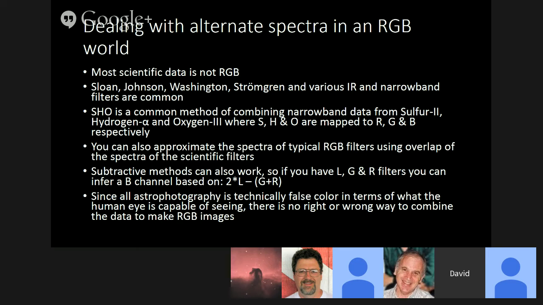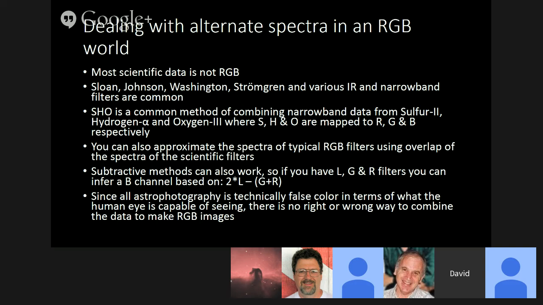If you've ever heard of this SHO combination method, this is where you're simply taking narrowband data and replacing red with sulfur, green with hydrogen, blue with oxygen, or whatever combination you like. That way, you get a full RGB image with three different colors, three actual representations of data in each of those colors. You can also approximate the spectra of typical RGB filters using overlaps of the spectra, and we can talk about this a little bit more.